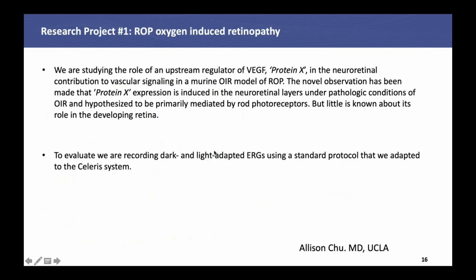So what I'd like to do is just show you three examples of where we started using the Solaris, but were interrupted by this lovely COVID thing that we had going on. And so in this first project is on retinopathy of prematurity. Some of you know that retinopathy of prematurity, or ROP, is the leading cause of blindness in young children.